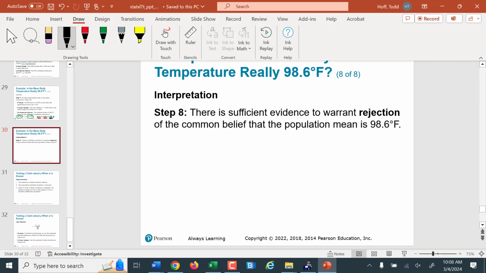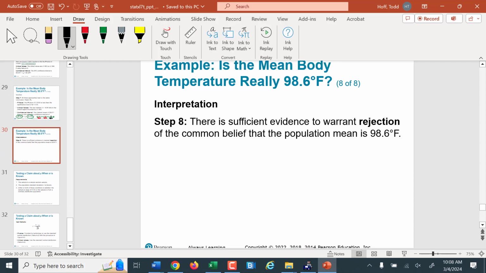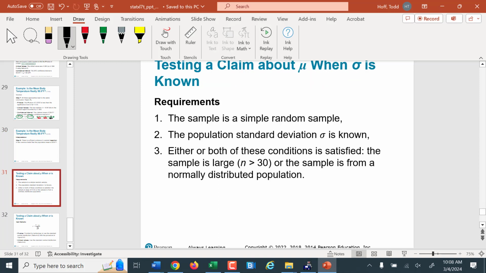So there is sufficient evidence to reject the claim that the common belief is true, to reject that the population mean for body temperature is 98.6. This is a test that's actually been done, and we have shown that over the years, average human body temperature has dropped slightly.